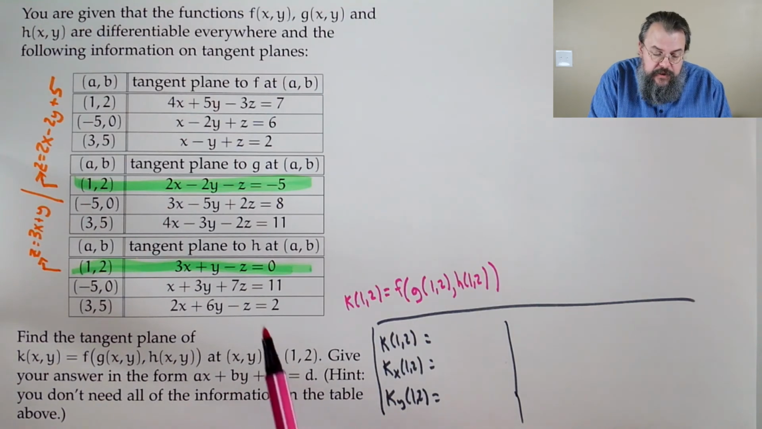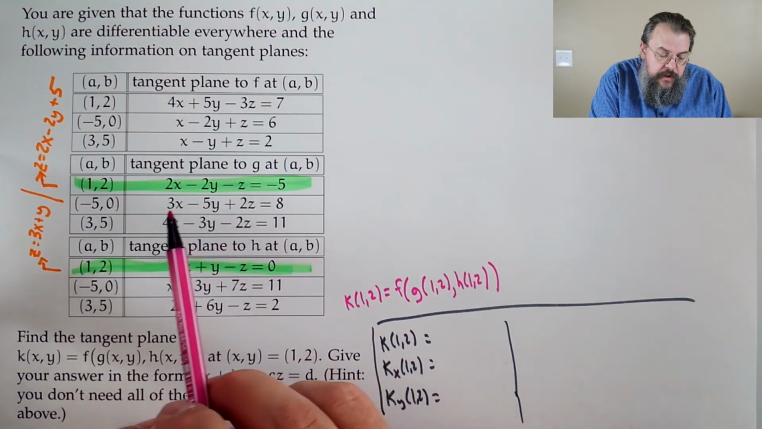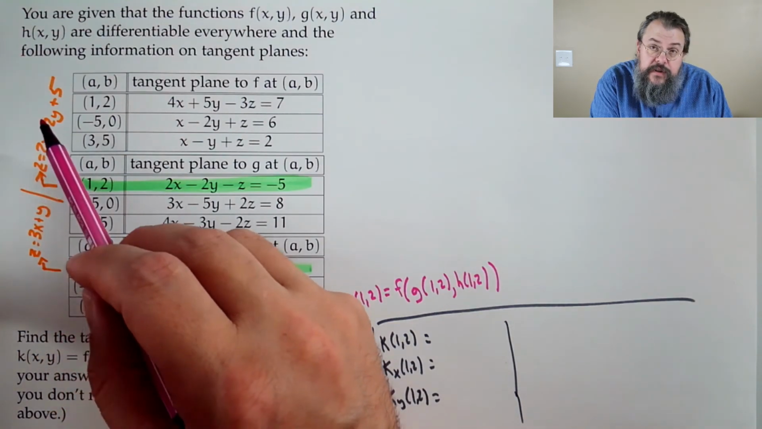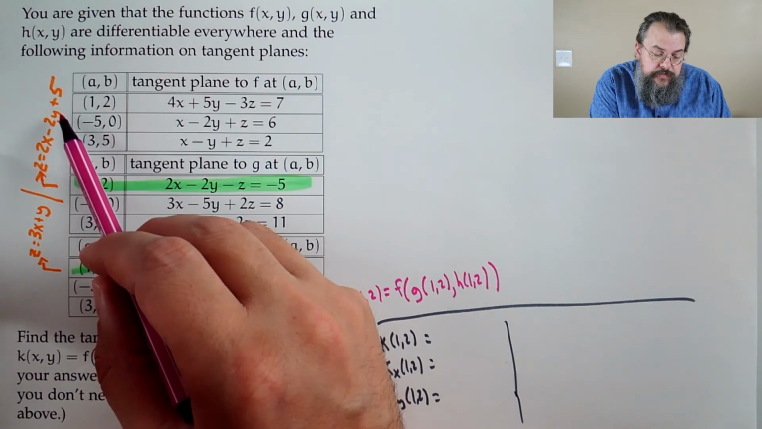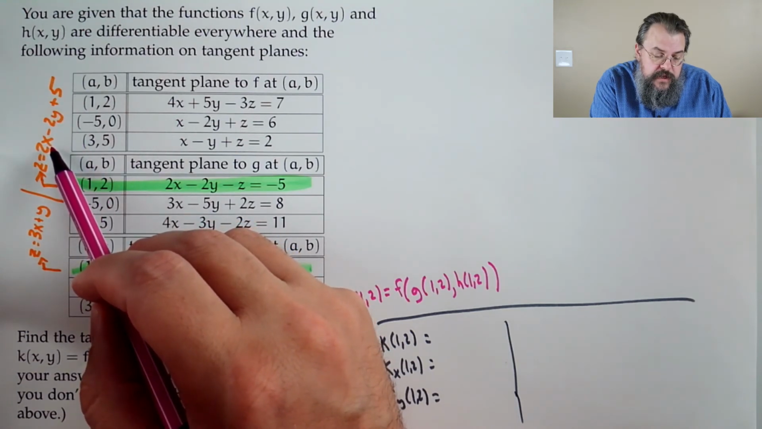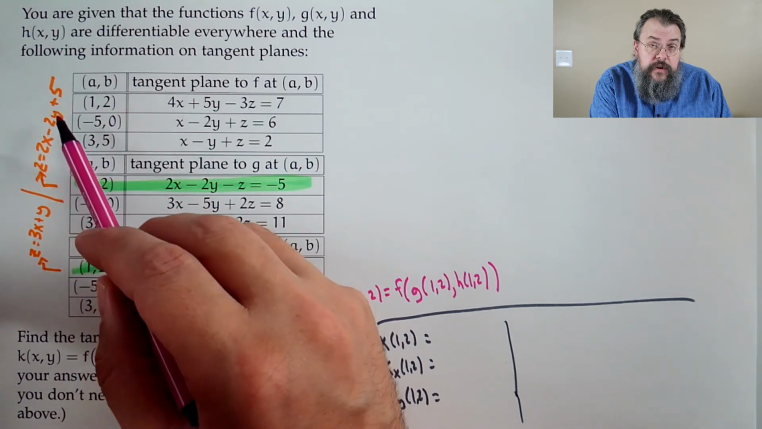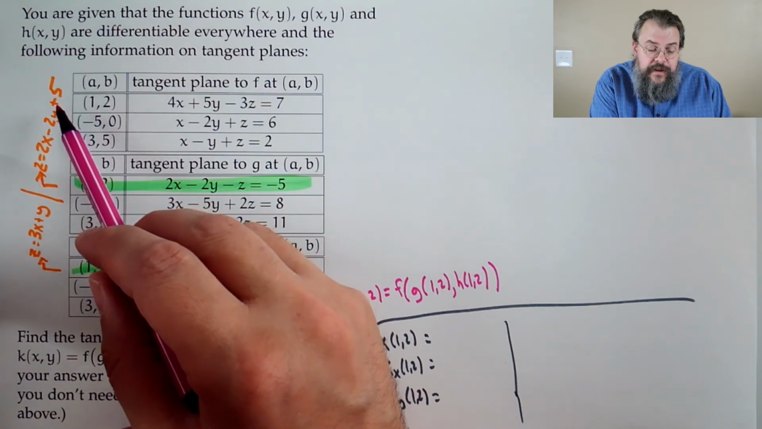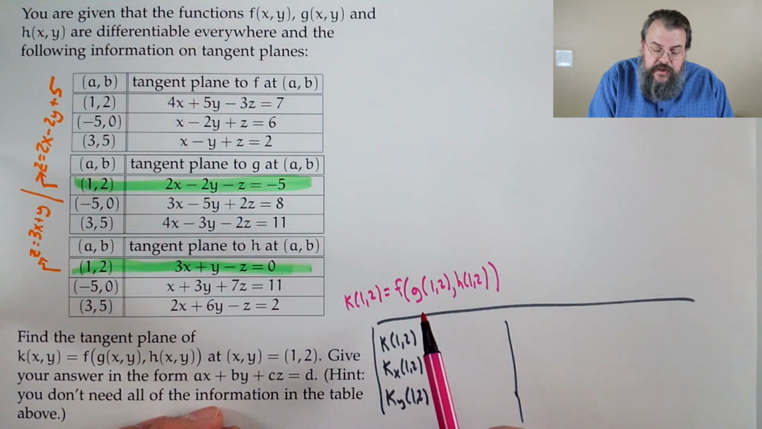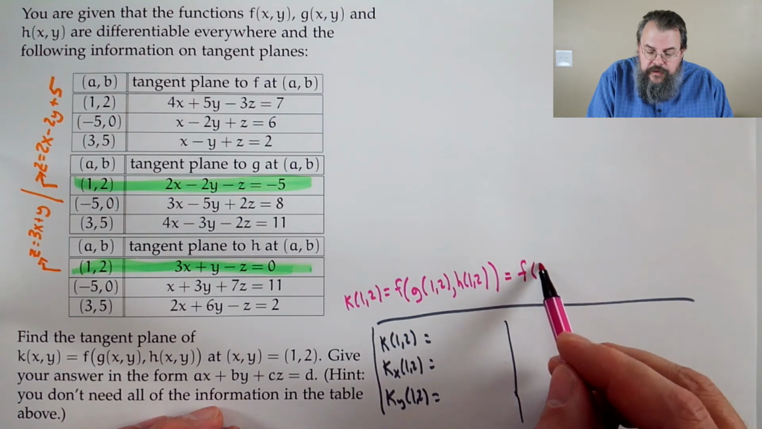So what's happening to g at 1, 2? In order for me to know what g at 1, 2 is, I say, okay, I have my tangent plane at 1, 2, and I plug in x equals 1 and y equals 2. So that would become 2 minus 4 plus 5. 2 minus 4 is negative 2, plus 5 gets us to 3. Okay, so that says g of 1, 2 is equal to 3.